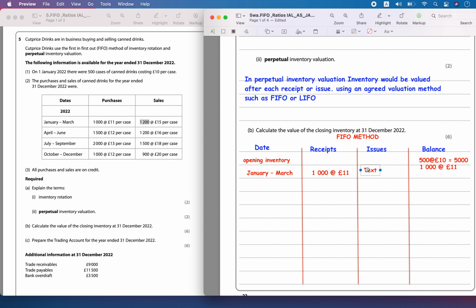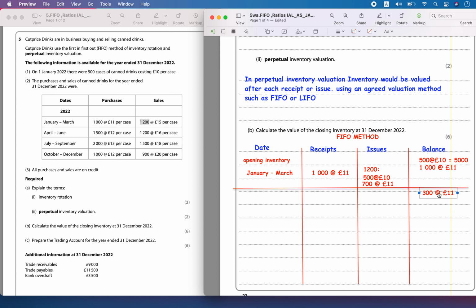Then 1,200 has to be issued. The first will be issued from the 500 at £10, and then from the remaining, the remaining 700 will be issued at £11. The 1,000 at £11 was partly issued, and since 700 are issued, you will be left with 300 at £11. Then in April to June the purchases happened and it was 1,500 at £12.